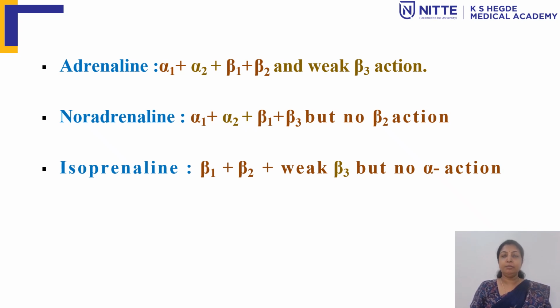So if you see, adrenaline has activity or affinity mainly for alpha 1, alpha 2, beta 1 and beta 2, but they have very weak beta 3 action, whereas noradrenaline has no beta 2 action. They have alpha action, that is alpha 1, alpha 2, beta 1 and beta 3. And if you see isoprenaline has no alpha action. It does not act on the alpha receptors. It only acts on the beta receptors, that too beta 1 and beta 2. They have weak beta 3 action.